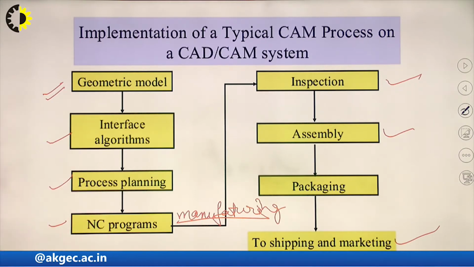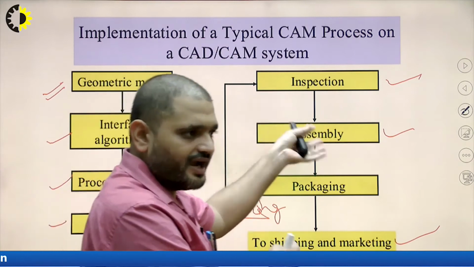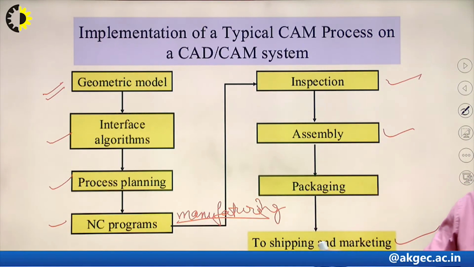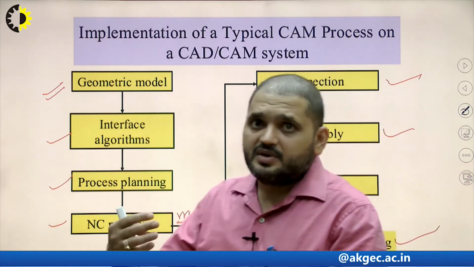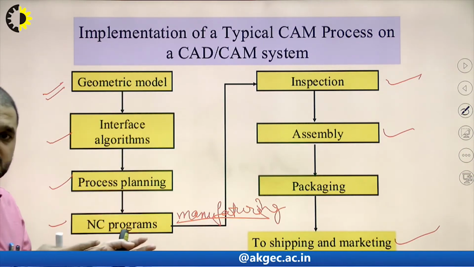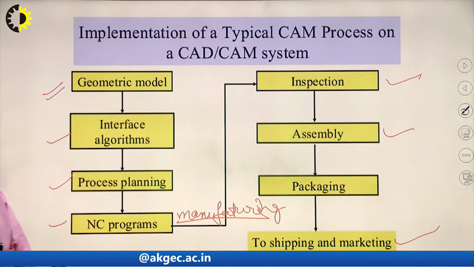So starting from the raw idea to the geometric model, that was CAD, and from the geometric model to manufacturing and shipping of the product to the customer, that comes in CAM. Basically, CAD and CAM, starting from the raw idea to the customer's end, fill the gap using computers.